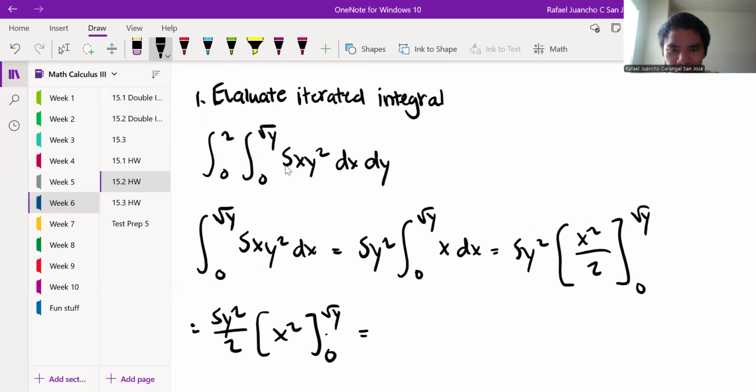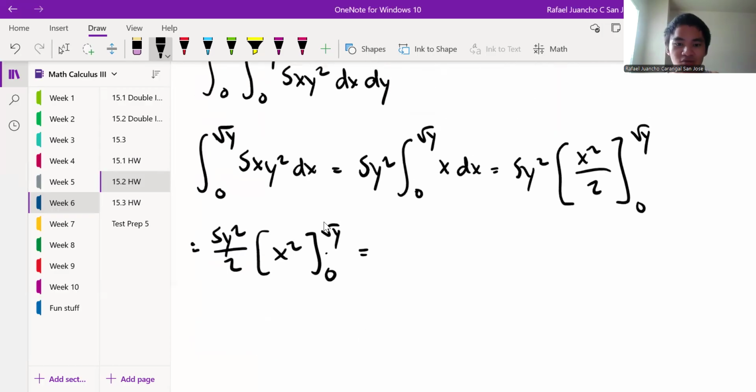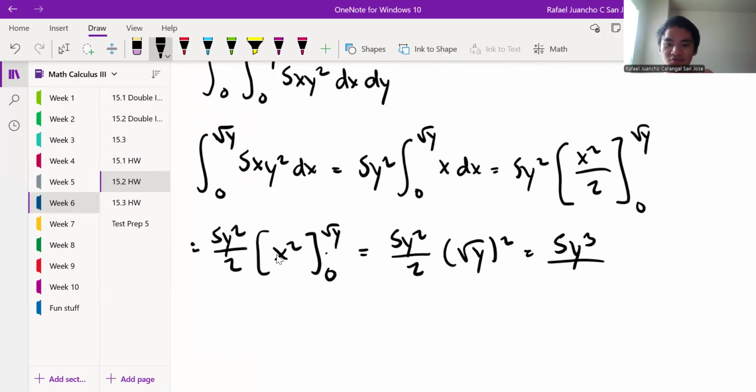Am I doing this correctly? I'm integrating in terms of x, but then it's showing me a y. So I plug in the y here. Yeah. Because again, we say that y is a number. So let's just plug it in. So we have here square root y squared. So we have y. And so we have 5y cubed over 2. And then this one's just 0. So that's basically nothing.